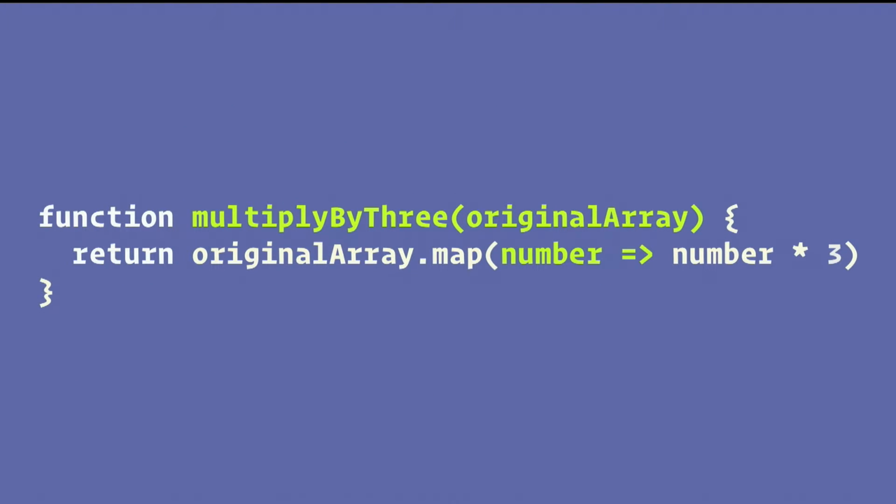This is declarative. Take the original array, map over it, and multiply that number by 3. Yep, same thing. It's just a more declarative way of writing that code.